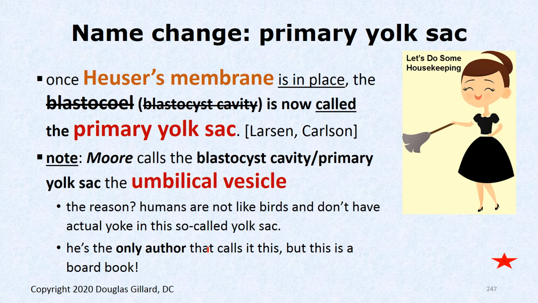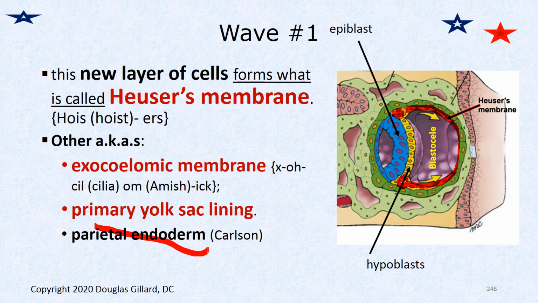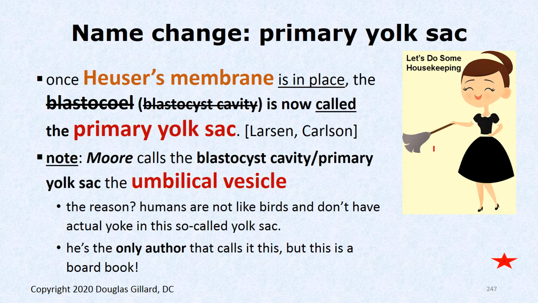At this point, we get a name change as well. Once Heuser's membrane lines the primary yolk sac, or once Heuser's membrane lines the blastocele. Remember, right? This is a blastocele, the blastocyst cavity. We just get another name change. It's going to change to the primary yolk sac. Primary yolk sac. That's going to turn into a secondary yolk sac in the not so distant future.